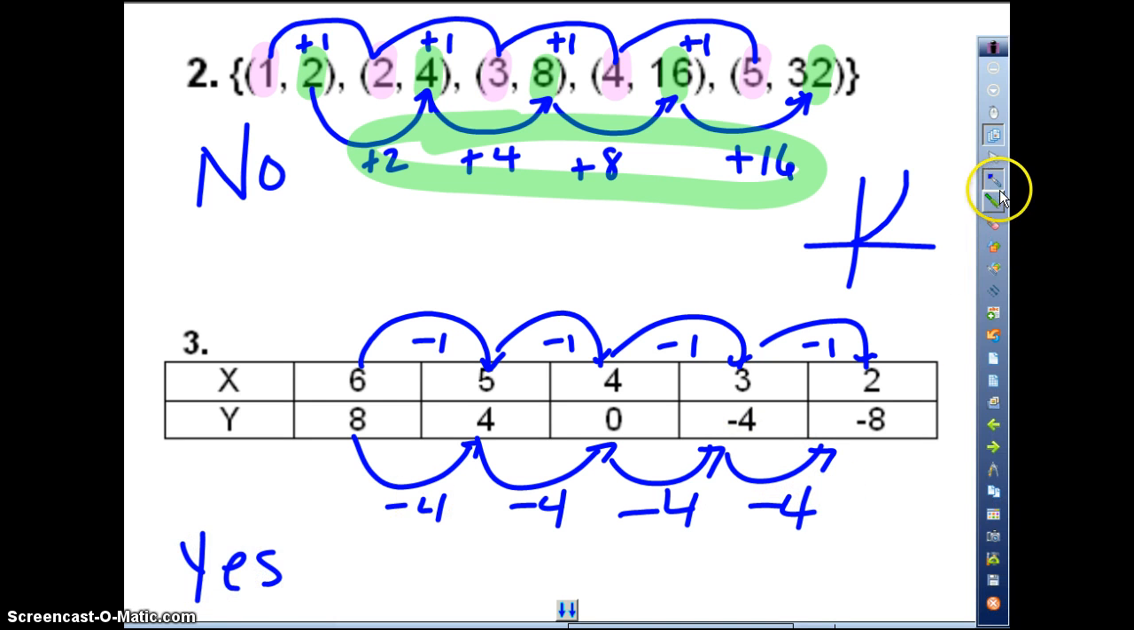Let me ask you a question before I move on. What if they had not included that point in this table? Would you have been okay?